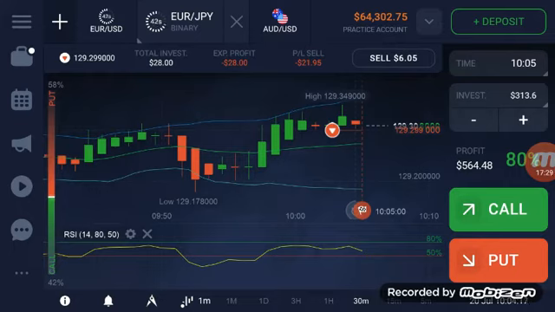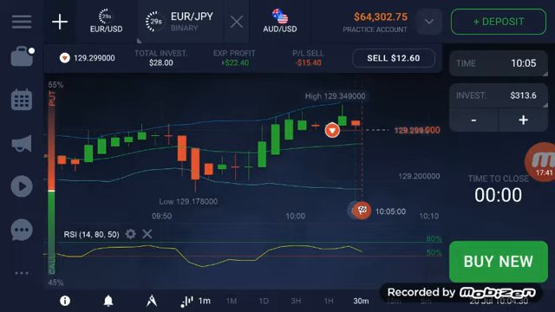Okay, we have a little opportunity here. Maybe we can win back some money. Candle is getting really weak. All right, we got a little fortunate on the Euro JPY. Let's hope it stays there. Red candle in our favor.